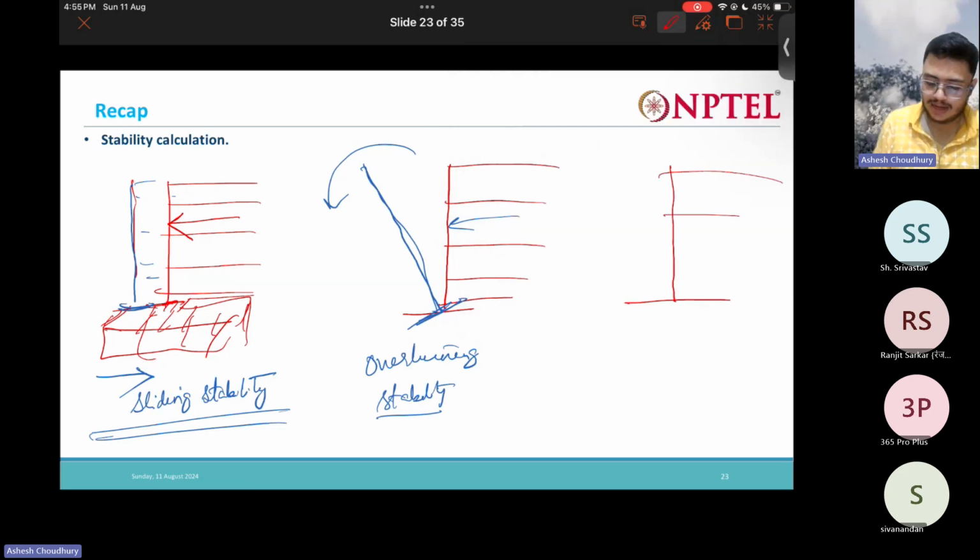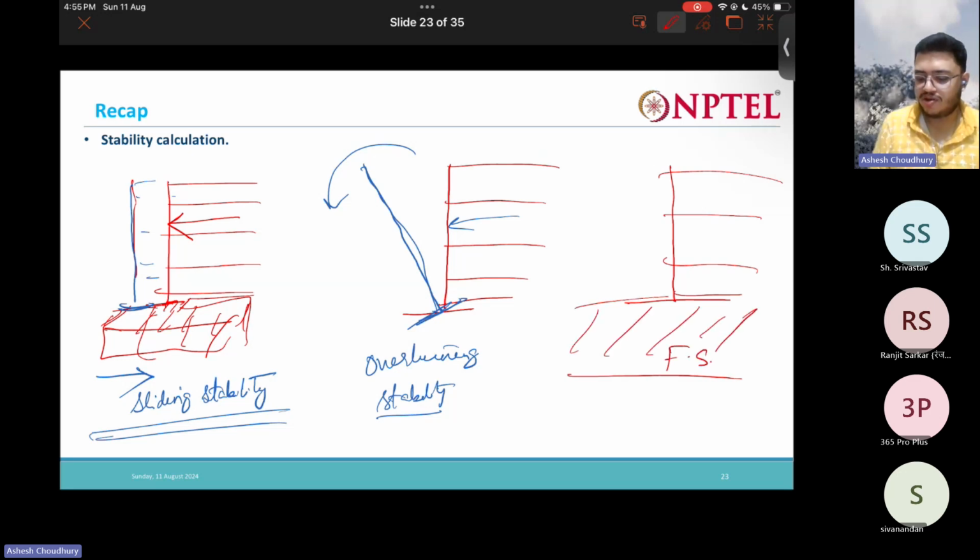You have the foundation soil here. This foundation soil should be strong enough to take the load of the reinforced soil wall. It should not be so weak that there is a bearing capacity failure of the whole structure. So you have to consider this also, the bearing stability.